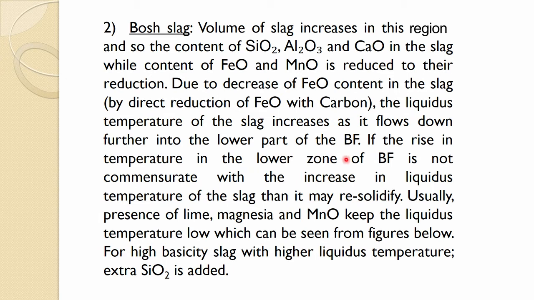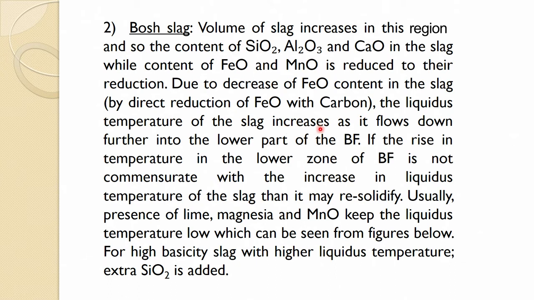If the rise in temperature in the lower zone of the blast furnace is not commensurate with the increase in liquidus temperature of the slag, then it may resolidify. So, see the effect of FeO, because FeO is present in quite high amounts in the primary slag. So, liquidus temperature is low, but as it comes into the bosh region, we have more SiO2, which is coming out by burning of coke, and with that you have Al2O3, and of course, more dissociation of calcium carbonate occurs and more CaO is available, while FeO and MnO content is reduced. So, due to the decrease of this, the liquidus temperature of the slag increases.